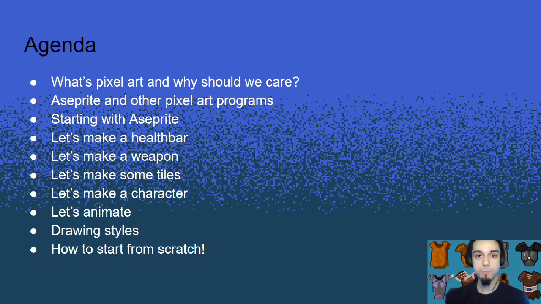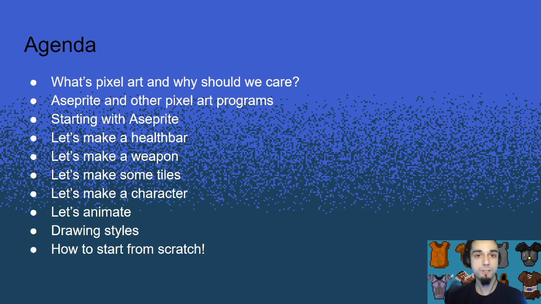After that, we will go through the different assets that you might need in your game, starting with some of the UI. We will create a health bar. After that, we will try to create a weapon and armor. If you want to have an inventory system, we will go through how to create tiles, so you can easily make a whole level out of them.